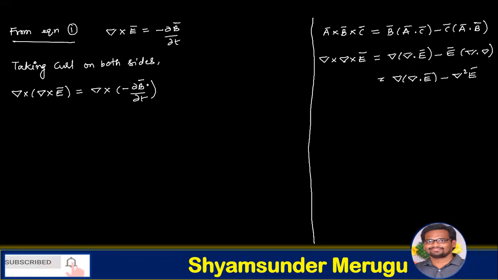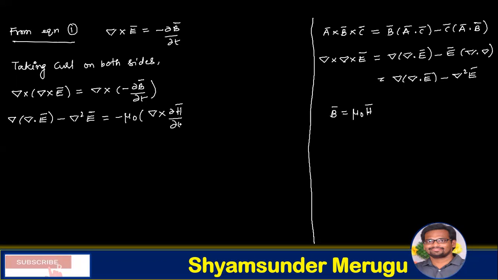And we have a term B bar here, and this B bar can be written as mu naught of H bar. Now substituting these terms in this expression, we get del of del dot E bar minus del square E bar, which is equal to, with B bar as mu naught H bar, writing mu naught outside and the minus also, minus mu naught, then del cross of dou H bar over dou t here.